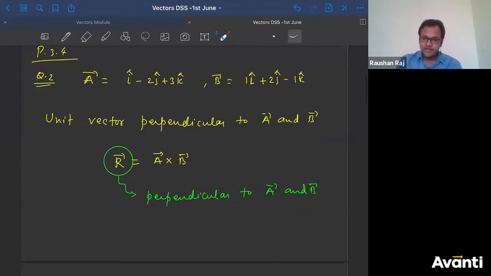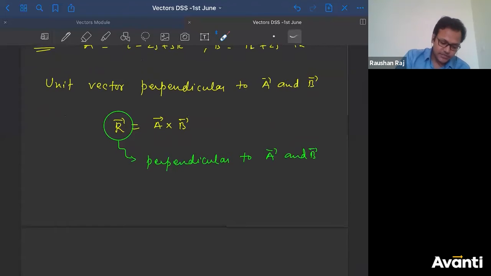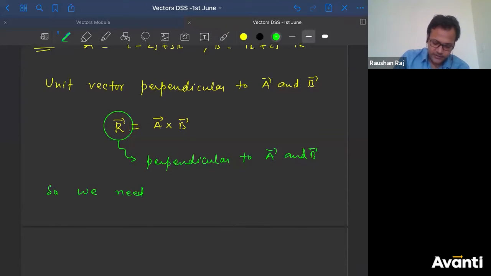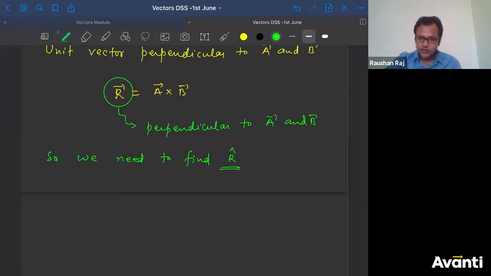So I got a vector which is perpendicular to this. But do we need to find a vector which is perpendicular to A cross B? No, we have to find a unit vector. That means we have to find R cap. That is what is required here, right? How will you find R cap? Find out R vector first.